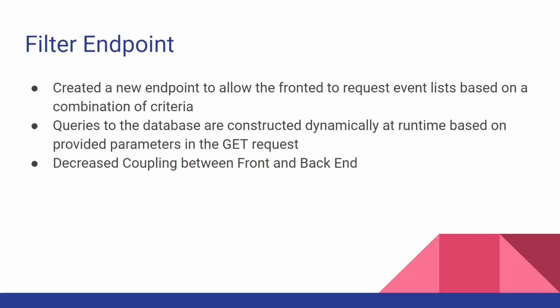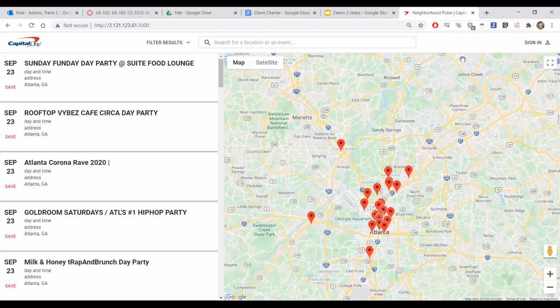They are then pushed down into the database. The events are retrieved, they are packaged into JSON, and sent on to the front end. This decreased the coupling between the front end and back end because there's only one point of contact between the two. Now let's have a look at our application.